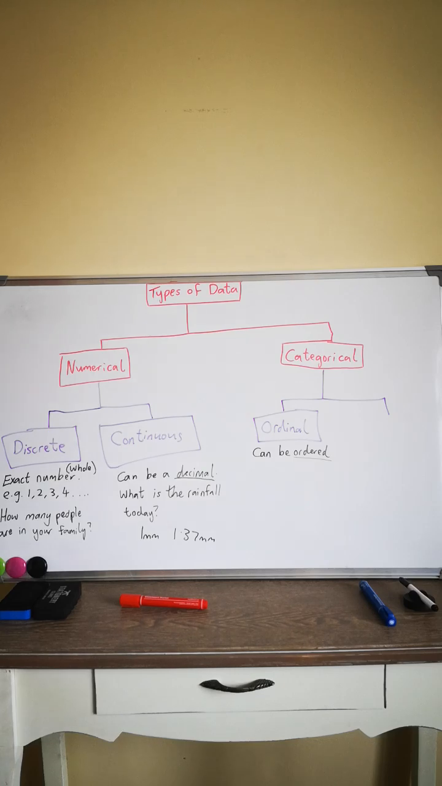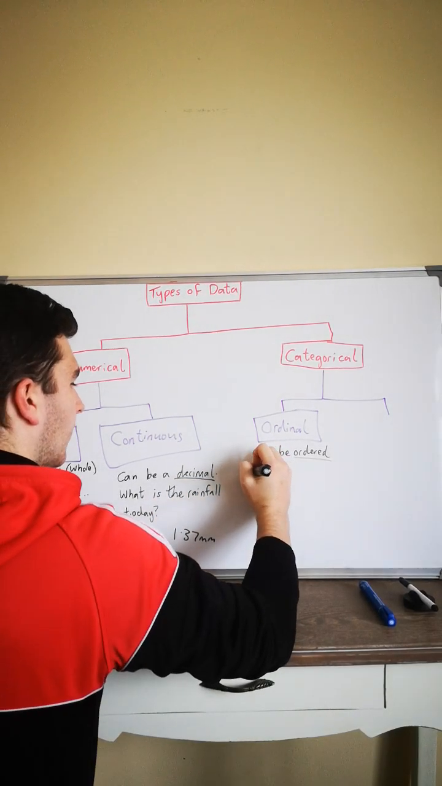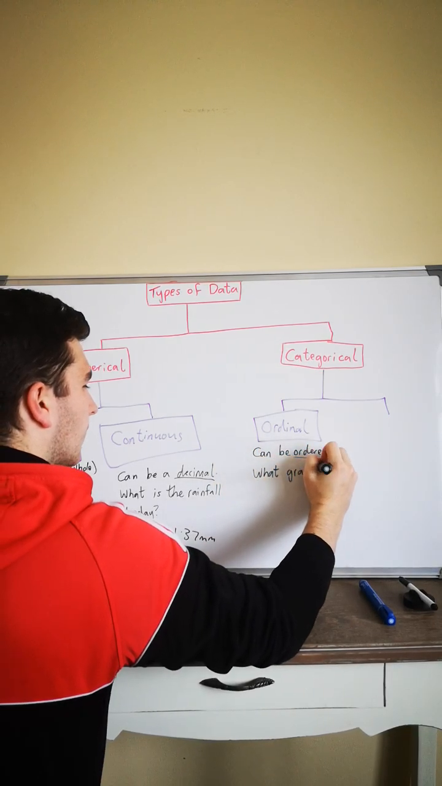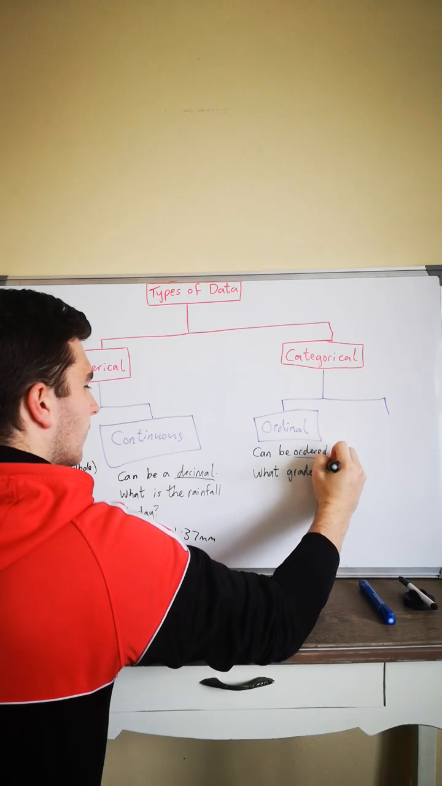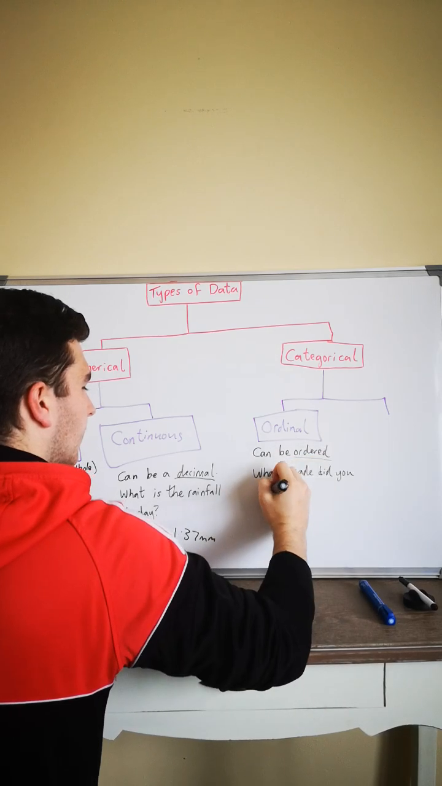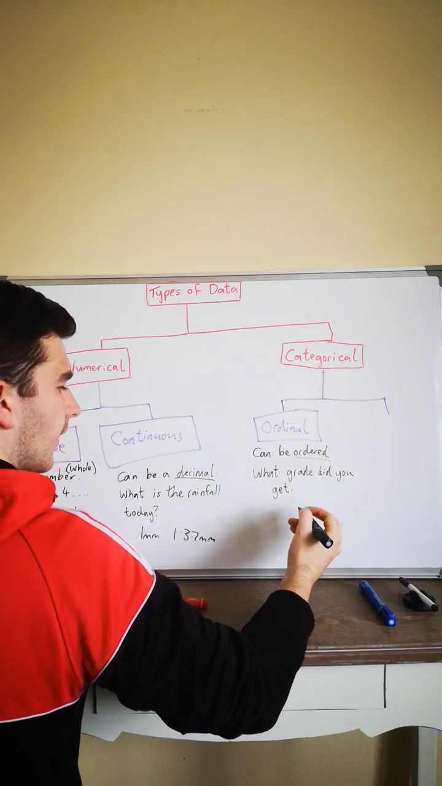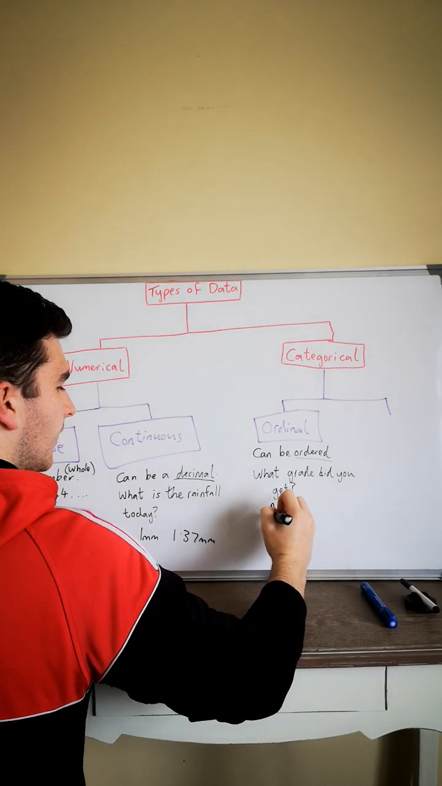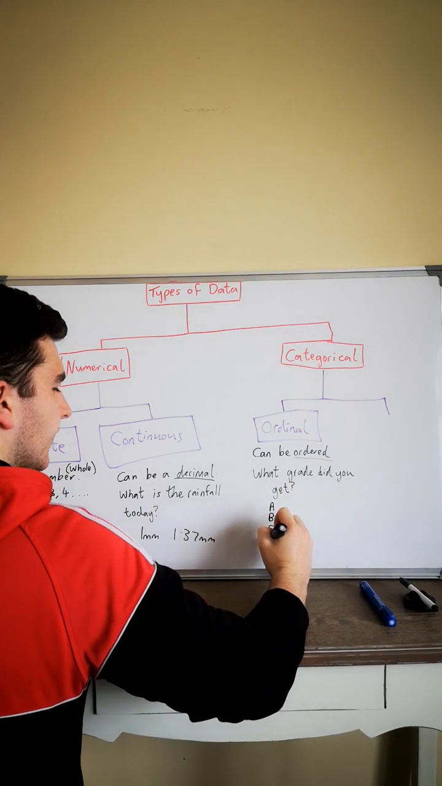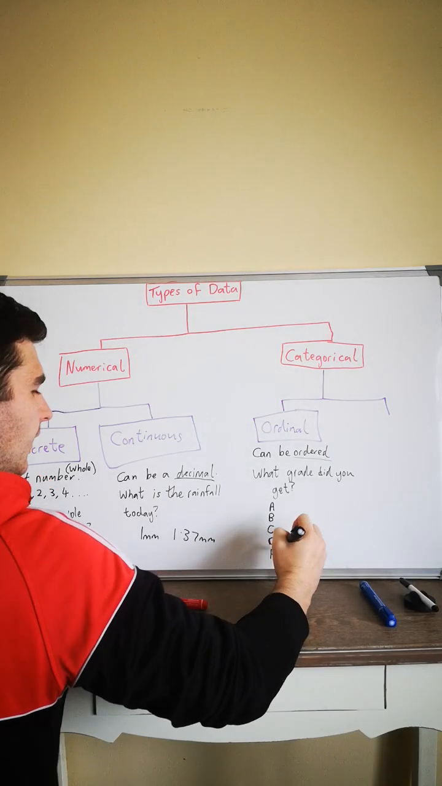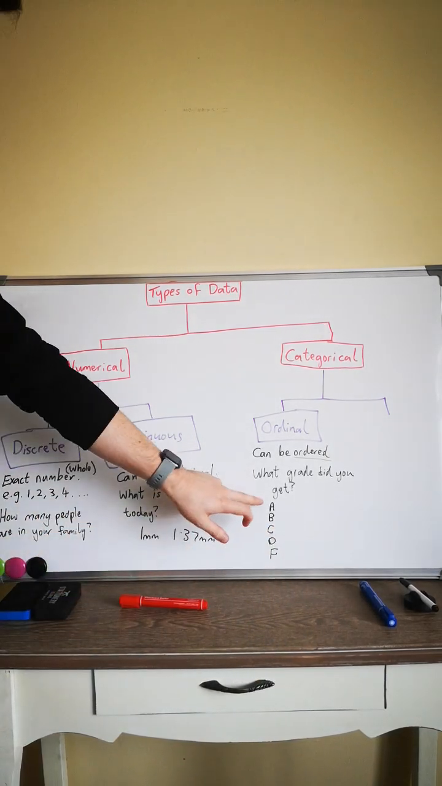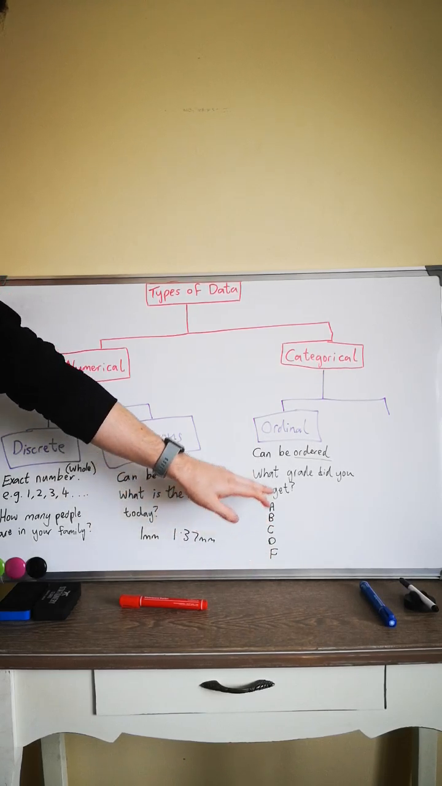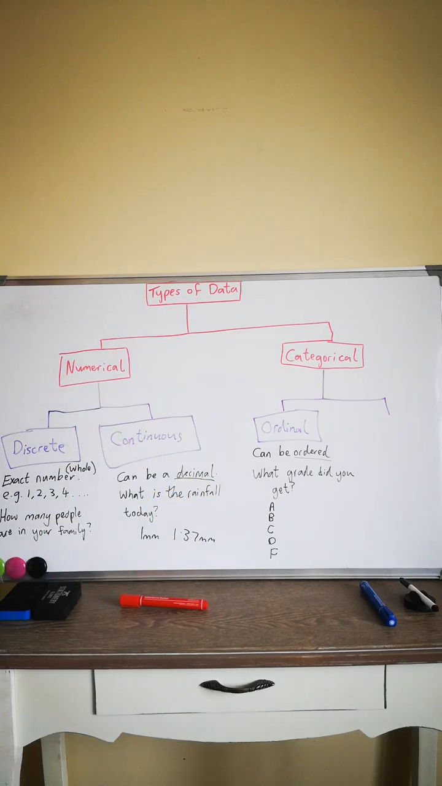Okay, so for example, if I asked you a question, what grade did you get? And this can be ordered, okay? Because we know that an A is better than a B, and that's better than a C, and that's better than a D, and that's better than an F. So here, the grades A to F can be ordered. We know A is the best, then B, and we know F is the worst. So it's ordered from best to worst.